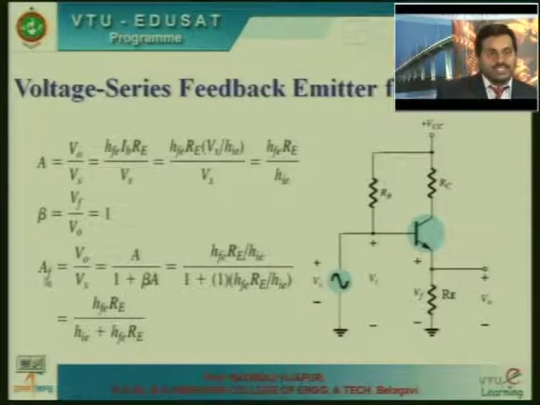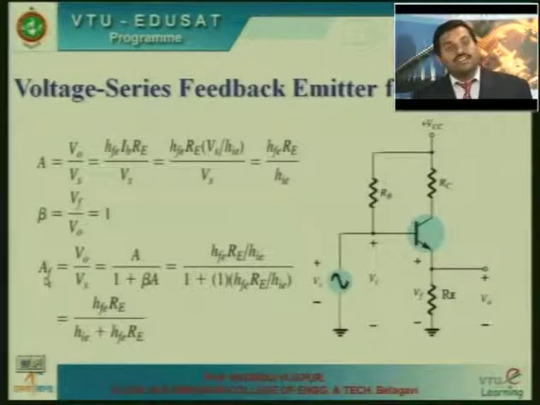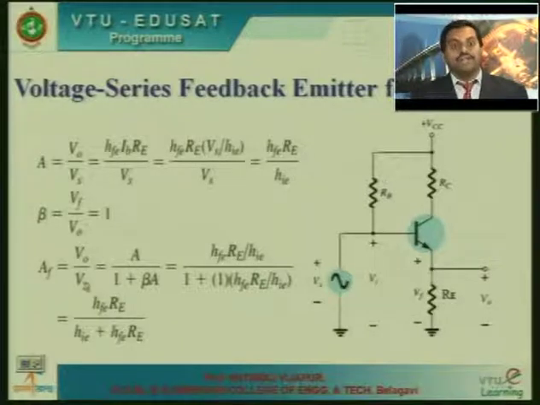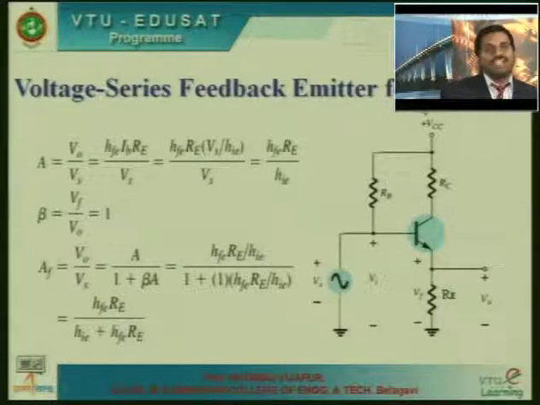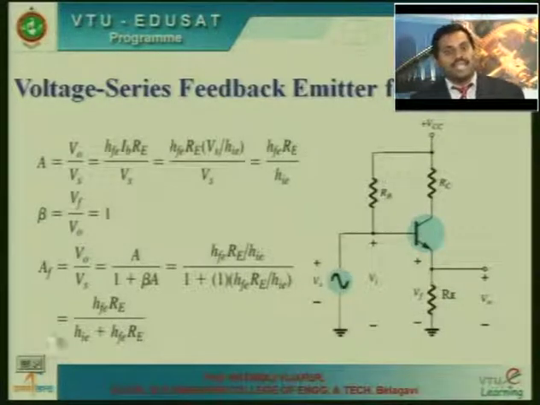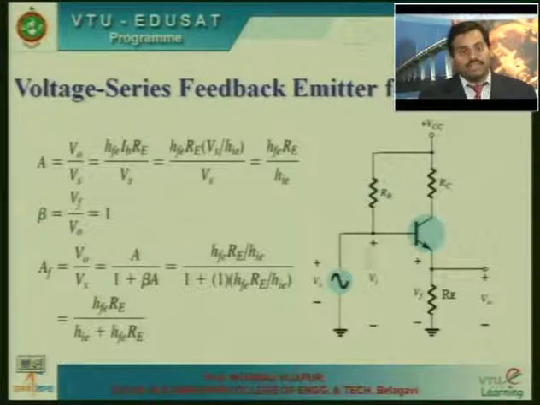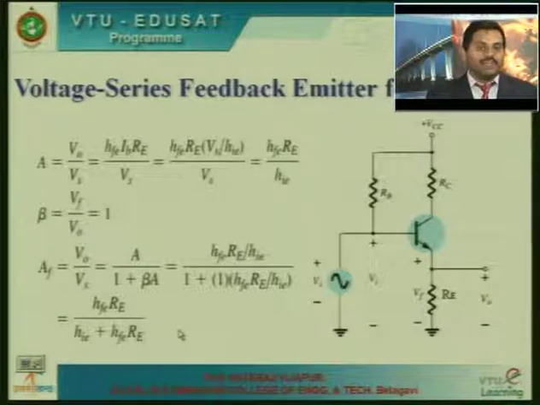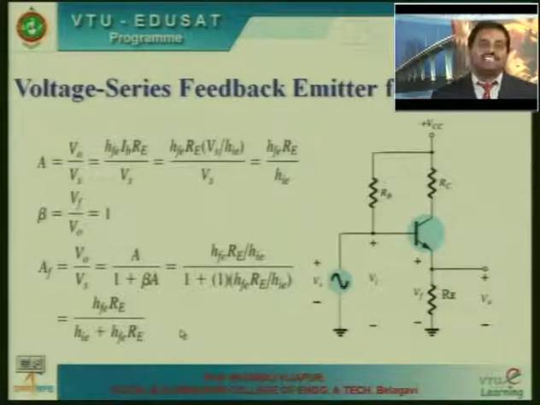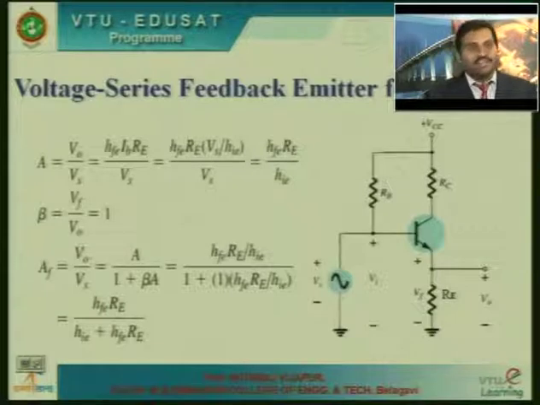So, I can express the closed loop gain, or gain with feedback, AF, as AF equal to V naught by Vs. We have already determined that for the feedback configuration, closed loop gain will be A divided by 1 plus A into beta. So substitute and you will get the expression for closed loop gain AF, which is HFE RE divided by HIE plus HFE RE. This is how we analyze the voltage series feedback emitter follower.